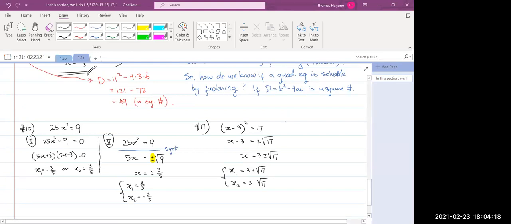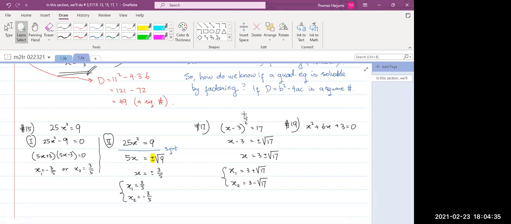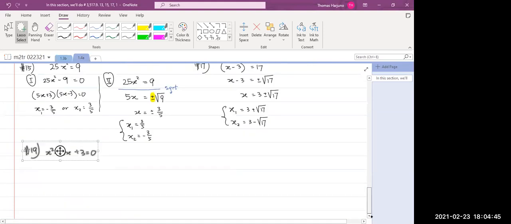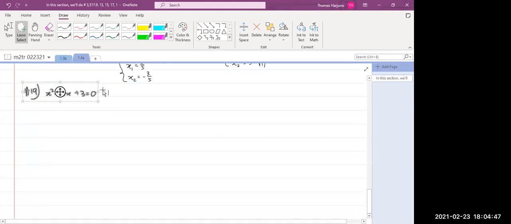Number 19. They say solve by quadratic formula, and yeah, you can use the quadratic formula. It's not factorable. This is not factorable. Let me do it below. I'm sorry. This equation is not factorable. Now they say use the quadratic formula, so let's use the quadratic formula.